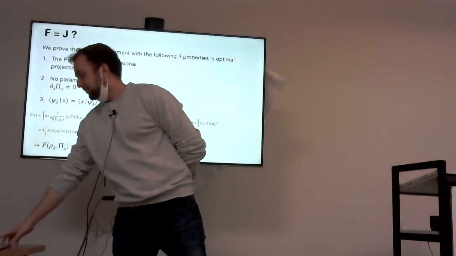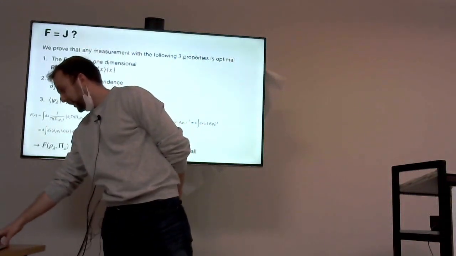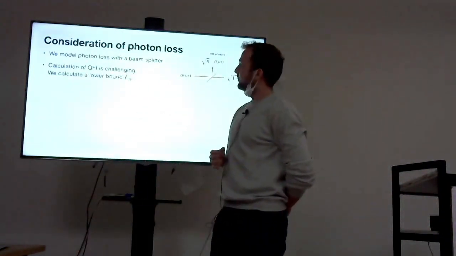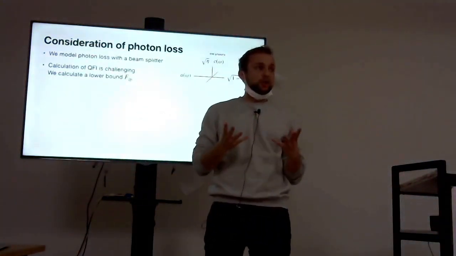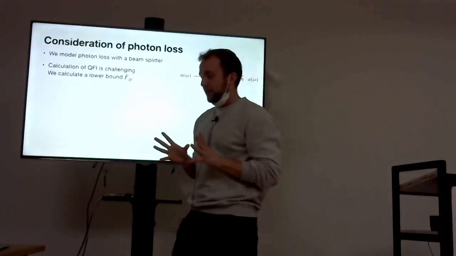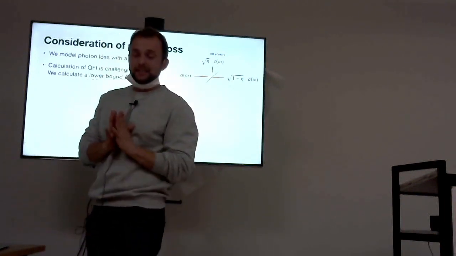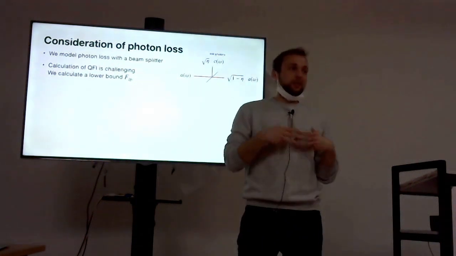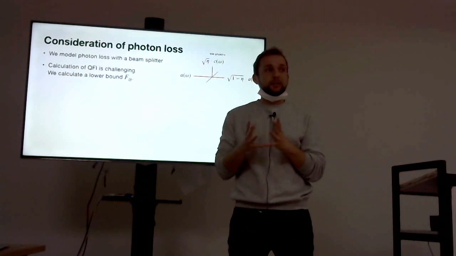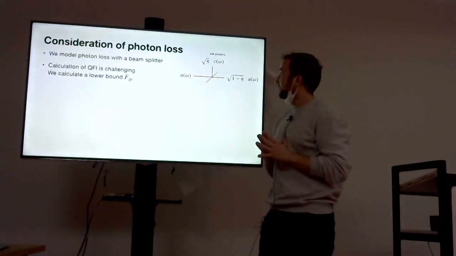Yeah, so this was one more detailed excursus. And yeah, another thing we considered was loss. So the problem is once you have loss, the state turns into a mixed state. And with a mixed state, the quantum Fisher information is much more difficult to calculate. Probably there's a way, but we don't know yet.